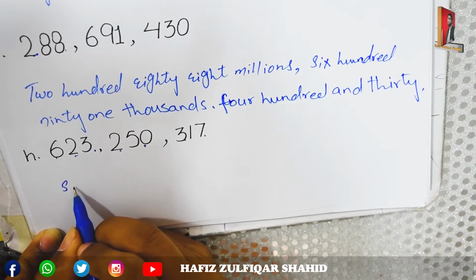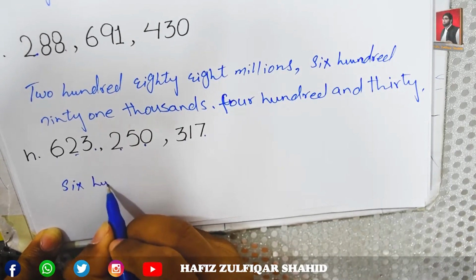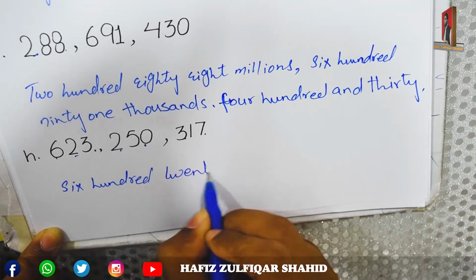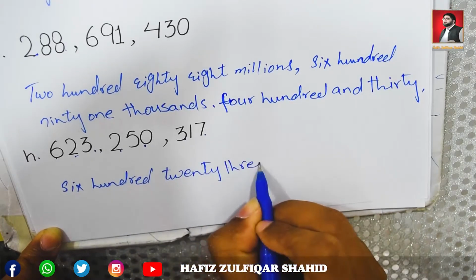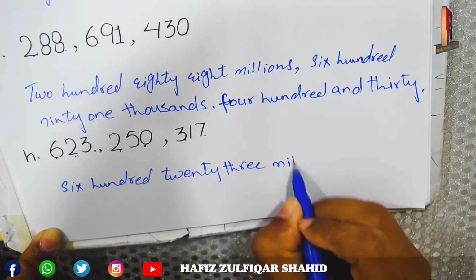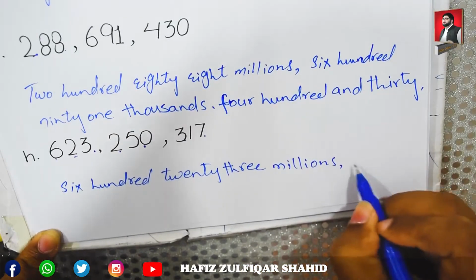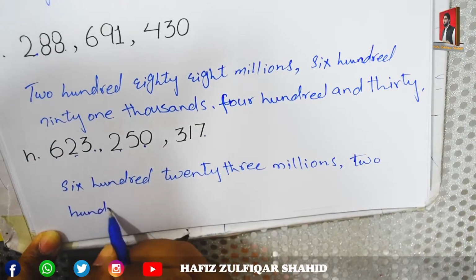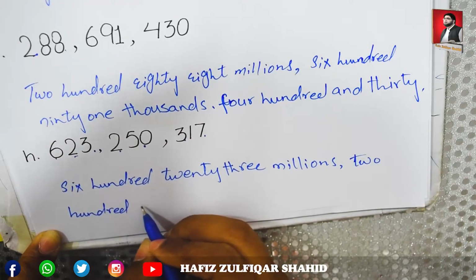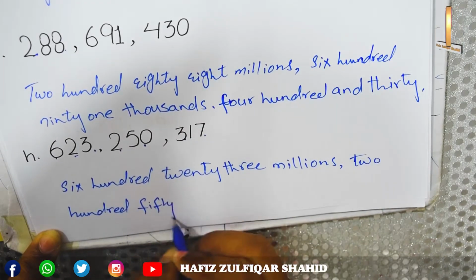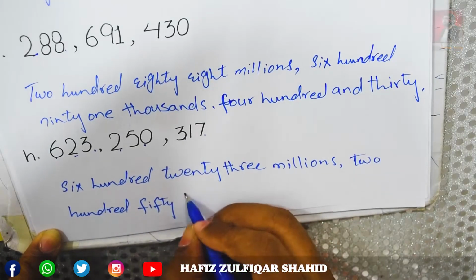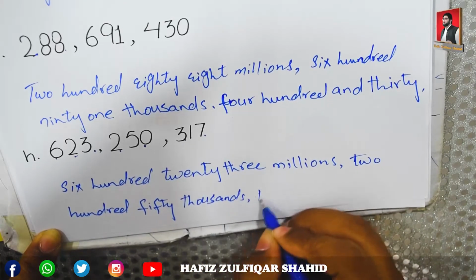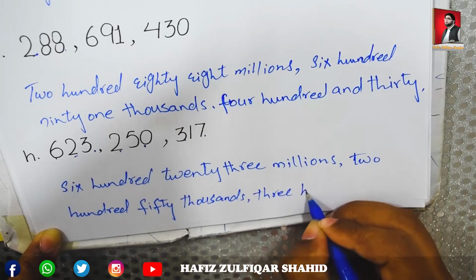But we have to write 600 23 million 200 50,000 317.